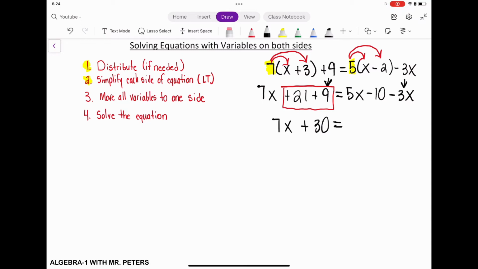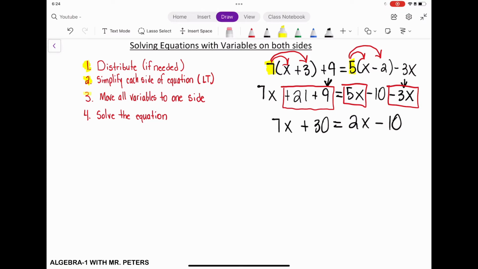We'll put our equal sign, and we're going to do the same thing now on the opposite side of the equation. So we have 5x and we have -3x, right? So once we subtract, we're going to get 2x minus 10. All right, so we've distributed, we've simplified. Now it says we need to move all variables to one side. So I think I'm gonna move my 2x, right?